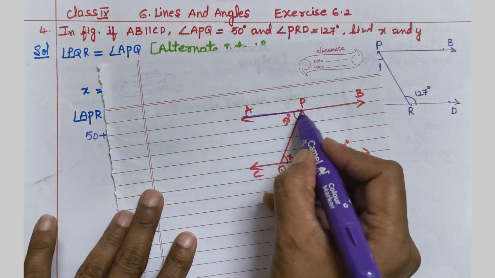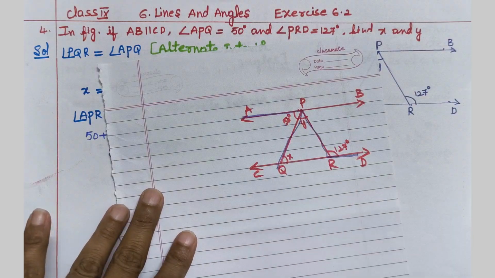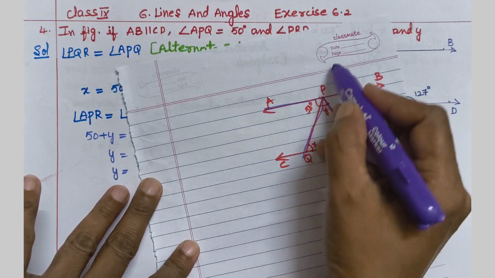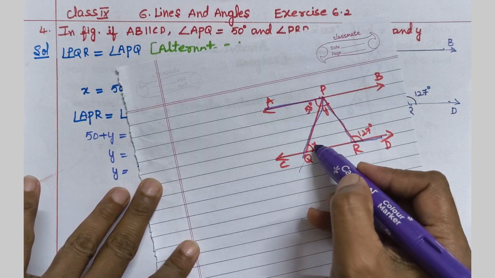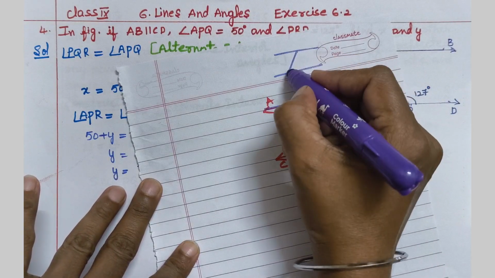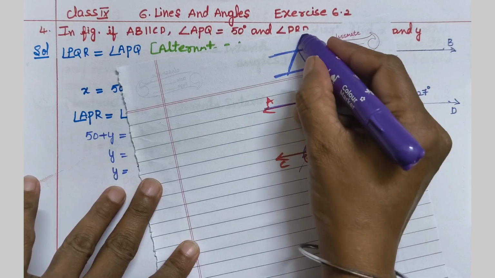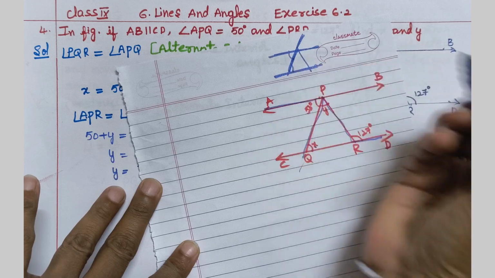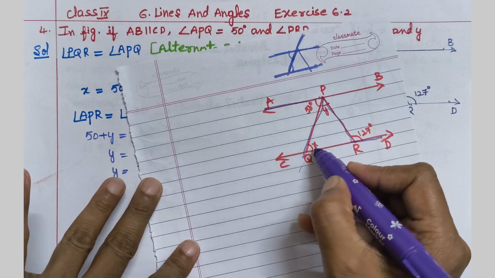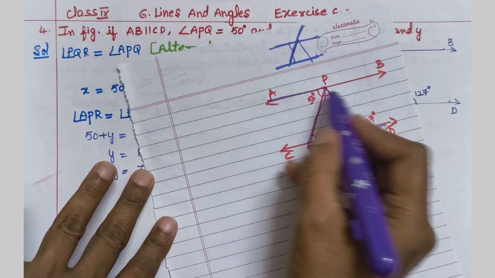Now see here, APQ is 50 degrees, PRD is 127 degrees. Now we will find the X value and Y value. These two lines are parallel lines. This is a transversal, so these two angles are alternate interior angles. Alternate interior angles are equal. So this is 50 degrees, which means this X is also 50 degrees. Now you can write it.